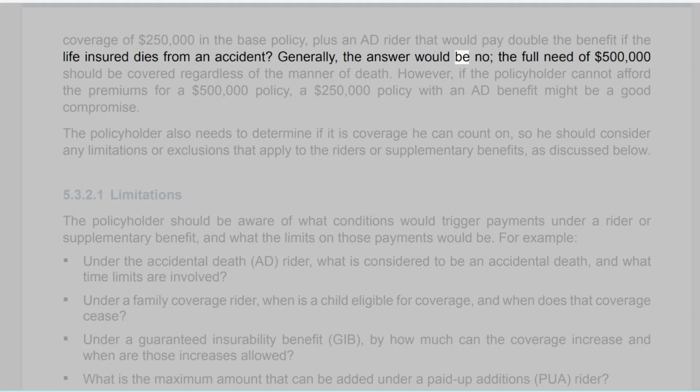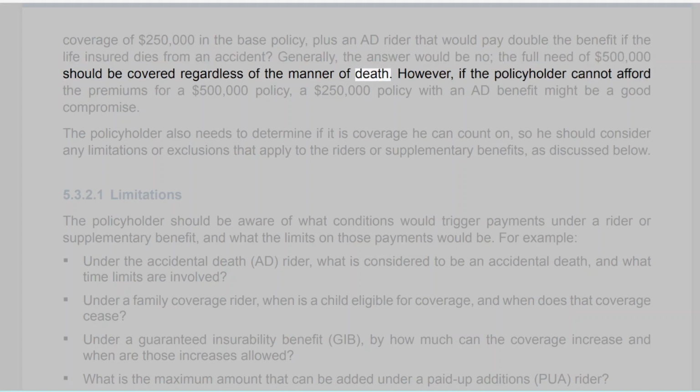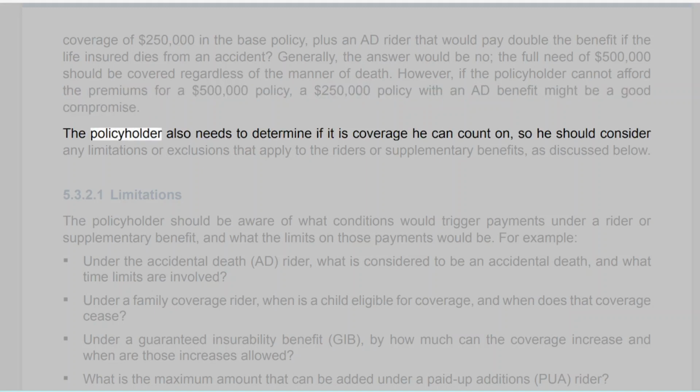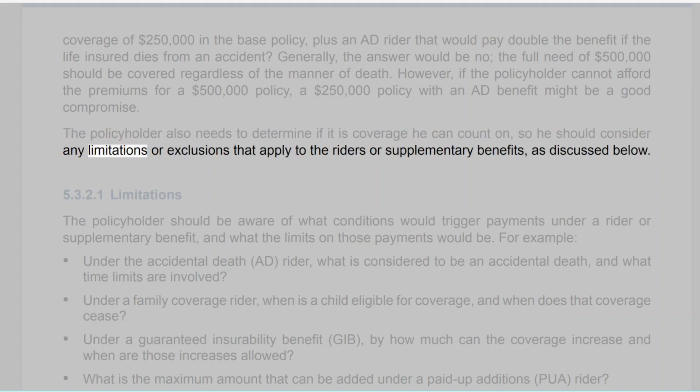Generally, the answer would be no. The full need of $500,000 should be covered regardless of the manner of death. However, if the policyholder cannot afford the premiums for a $500,000 policy, a $250,000 policy with an AD benefit might be a good compromise. The policyholder also needs to determine if it is coverage he can count on, so he should consider any limitations or exclusions that apply to the riders or supplementary benefits, as discussed below.